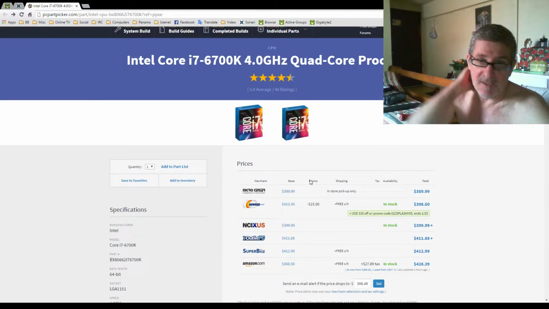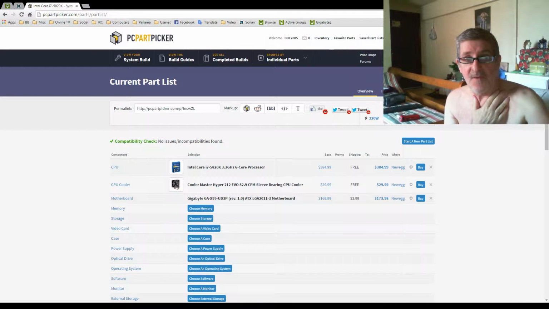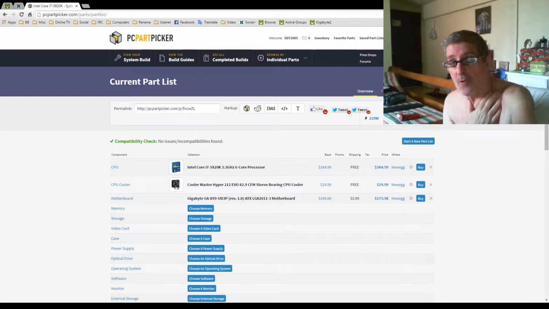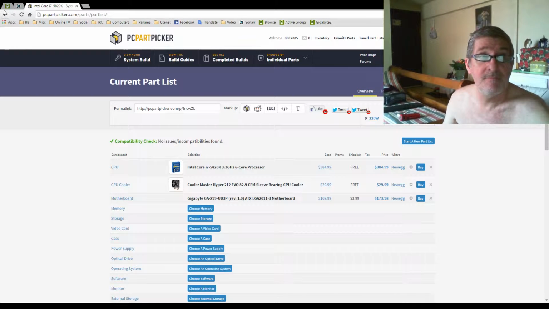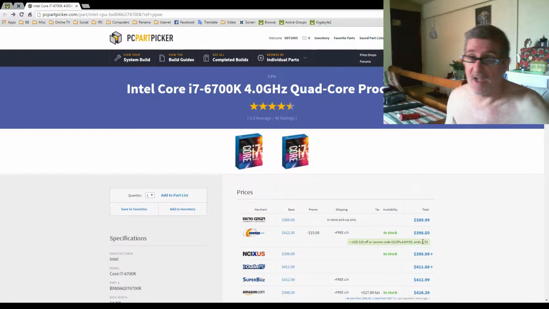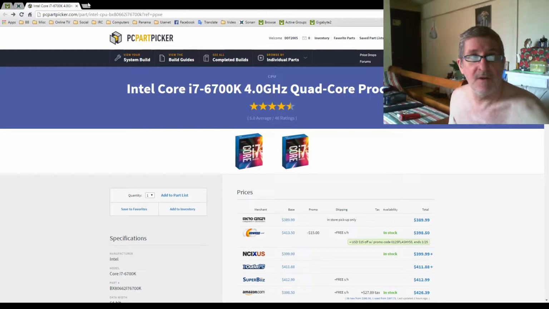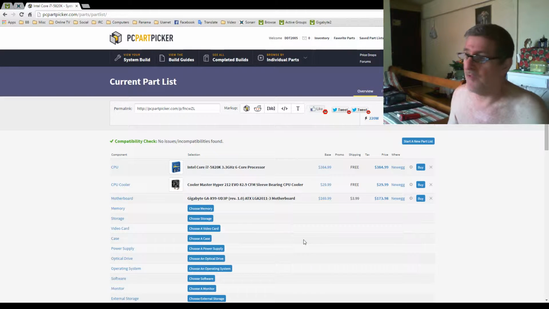But check this out. In my system build area here on PCPartPicker.com, this Intel i7-5820K, a Haswell-E, is $384.99. What was Skylake again? $398.50. The Skylake, for a mainstream build, is more expensive than a Haswell-E is for an enthusiast build.